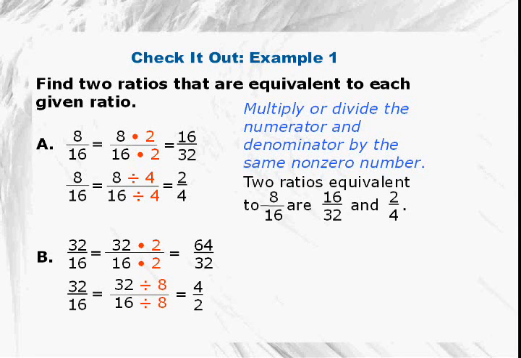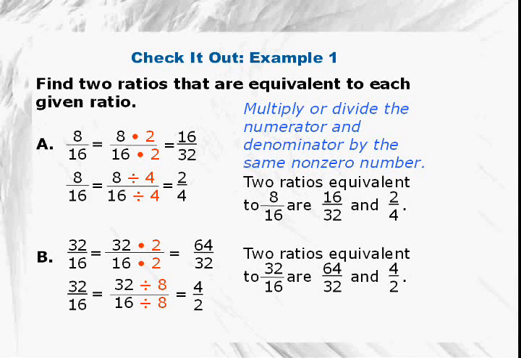Two ratios equivalent to 8 to 16 in example A are 16 to 32 and 2 to 4. You could have gotten different ratios that were equivalent to 8 to 16. Two ratios equivalent to 32 to 16 are 64 to 32 and 4 to 2. And just like 8 to 16, there are many ratios that are equivalent to 32 to 16, depending on which number you decided to multiply or divide by.